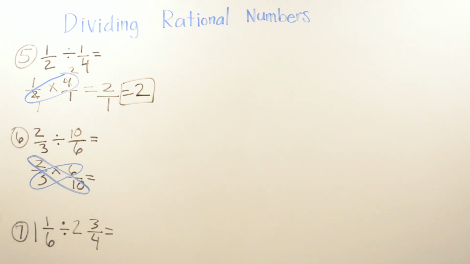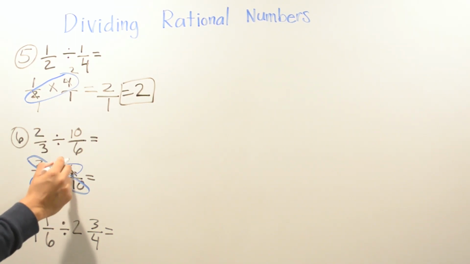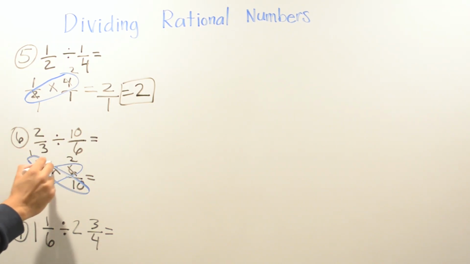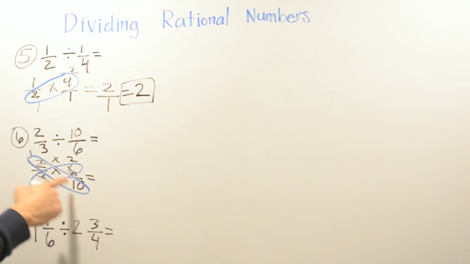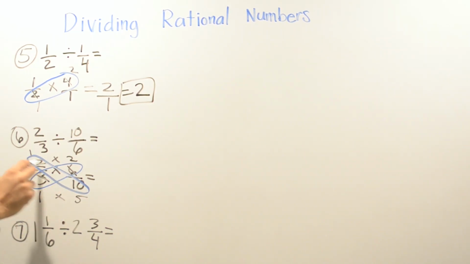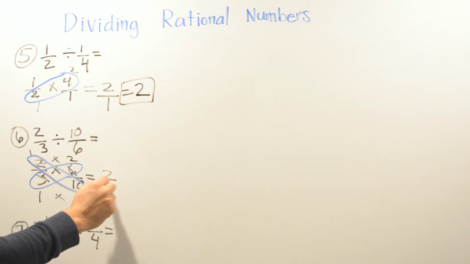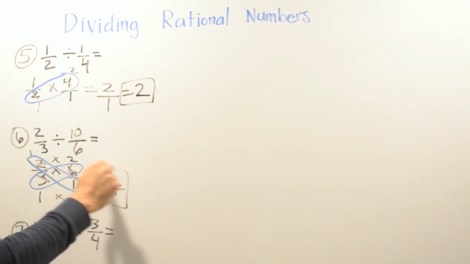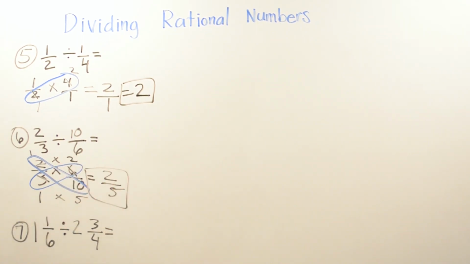So I know 3 goes into 3 one time. I know 3 goes into 6 2 times. And I know 2 goes into 2 one time. And then I know that 2 goes into 10 5 times. So I'm going to go ahead and multiply. So it's 1 times 2 is 2, and 1 times 5 is 5. Okay. So for number 7, we're going to write it as an improper fraction.